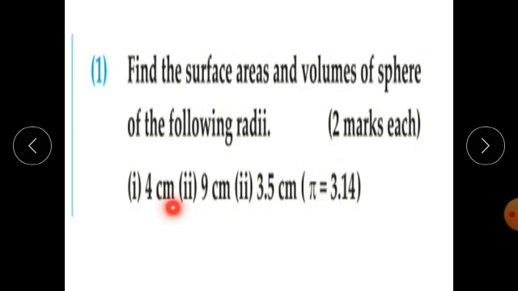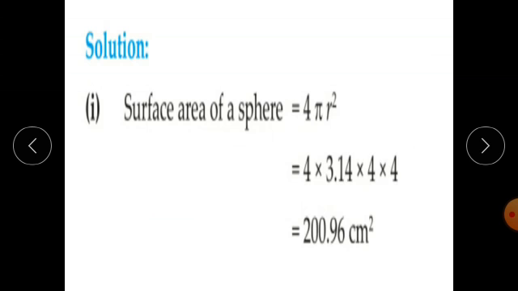First radius is given 4 centimeter, second is 9 centimeter, and third is given 3.5 centimeter, and the value of pi is given 3.14. So first find out the surface area and volume of a sphere if the radius is 4 centimeter. So first sub question, when radius is 4 centimeter.